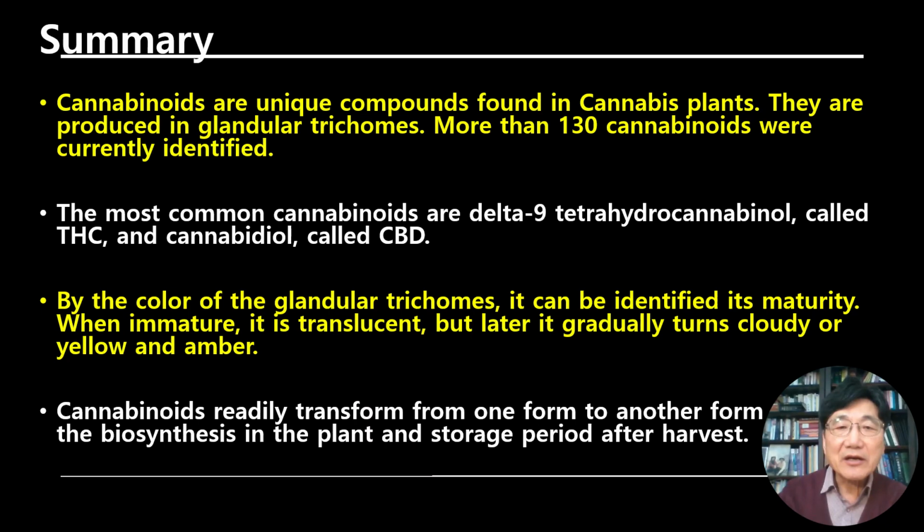By the color of the glandular trichomes, their maturity can be identified. When immature, they are translucent, but later they gradually turn cloudy or yellow and later amber. Aged glandular trichomes are at the peak time of cannabinoid production, appearing cloudy or amber.